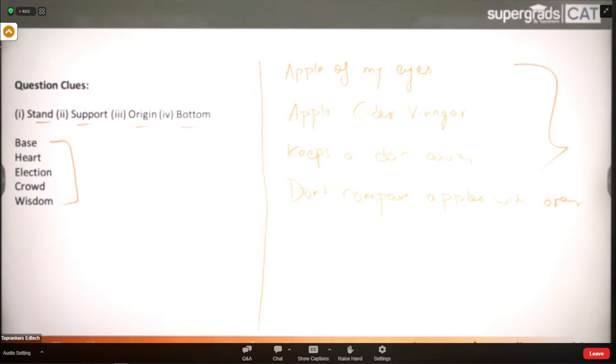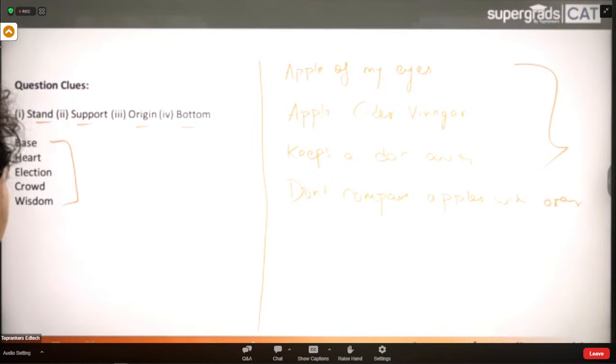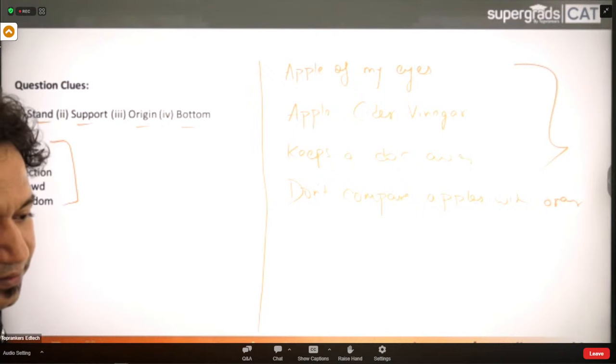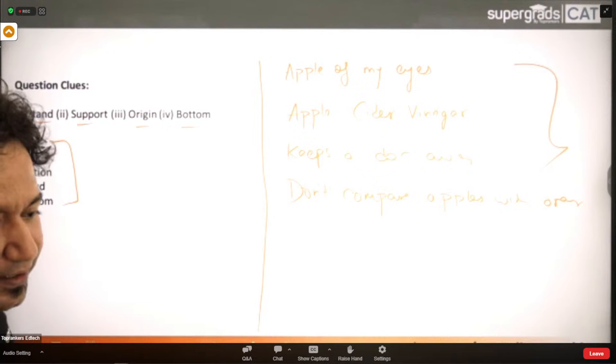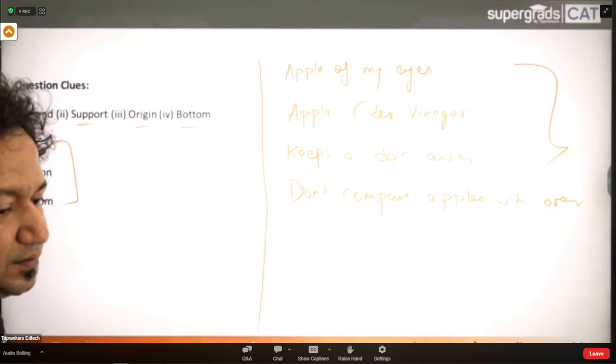Stand, support, origin, bottom. What can be the answer? Satyam says heart. Okay. Satyam, tell me why do you think heart is the correct answer? Try to explain. Others can also try.